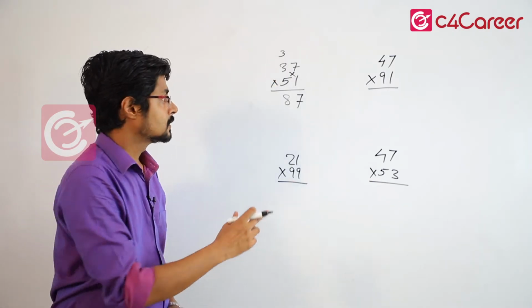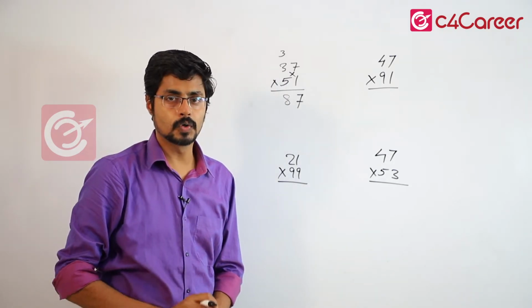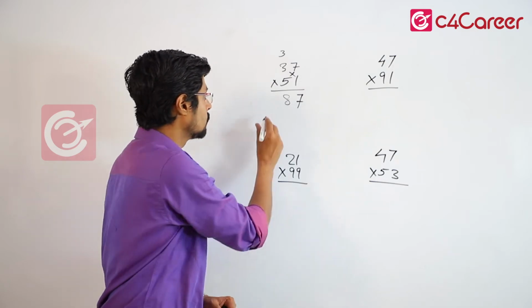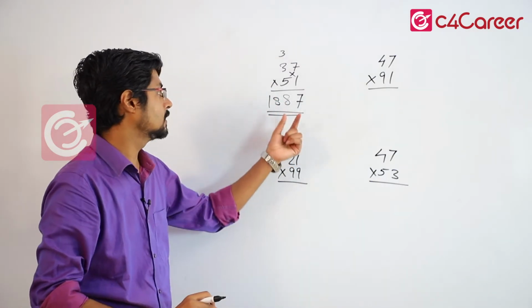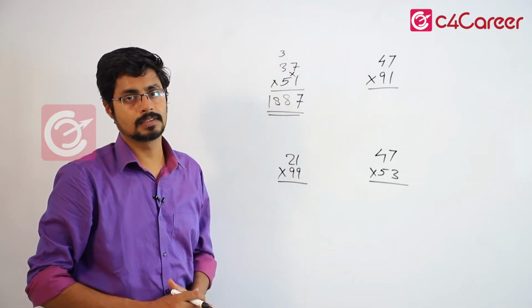The third step is to multiply the leftmost digits, that is 5 into 3. 5 into 3 is equal to 15. Add this carry. 15 plus 3 is equal to 18. So our answer is 1887. So we are getting the multiplication of 2-digit numbers in a single step.